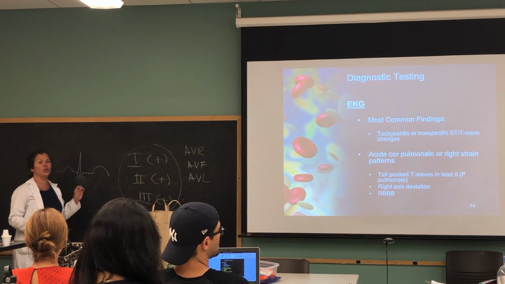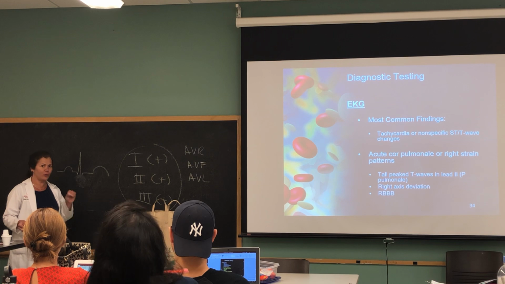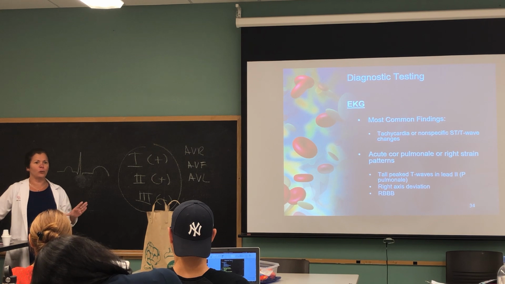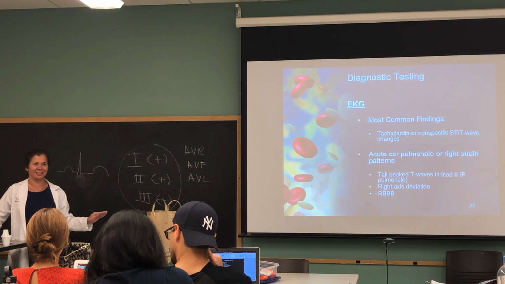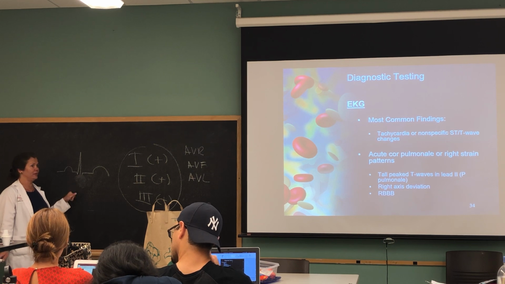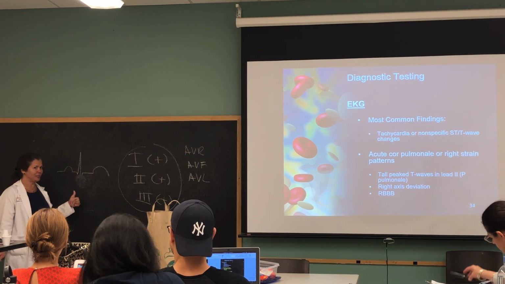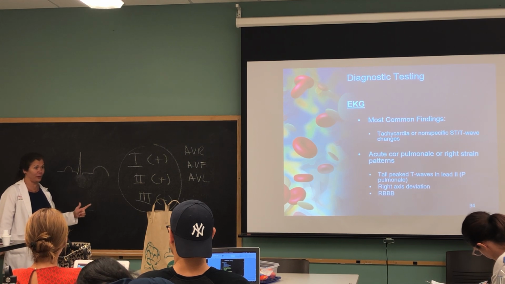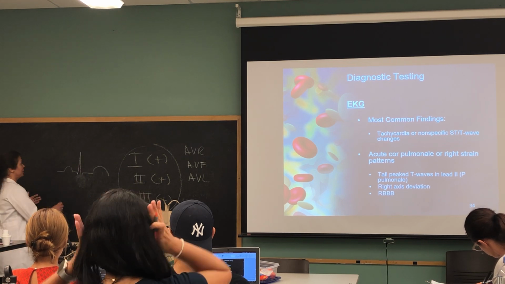So again, first of all, you have to look at your lead 1 and 3. Those are the most reliable for PE. You're not supposed to have any negative leads. In lead 1 or 3, you're not supposed to have a pathological Q, and you're not supposed to have an S at all in lead 1 or 3.